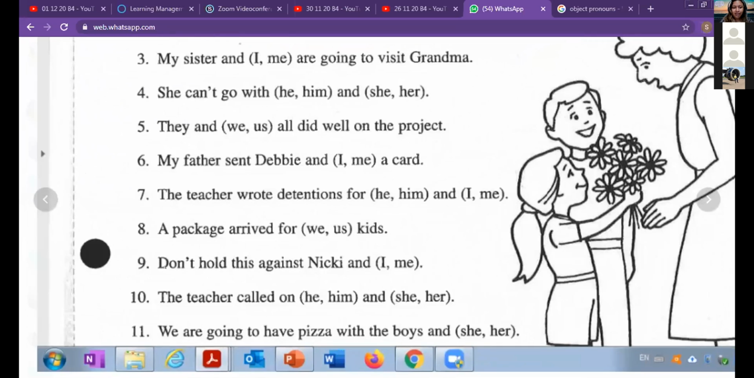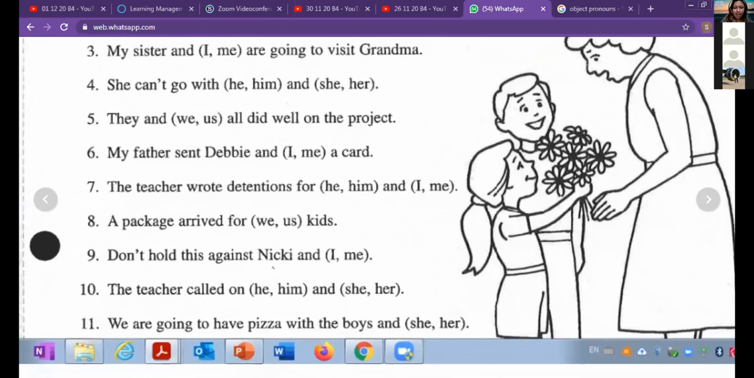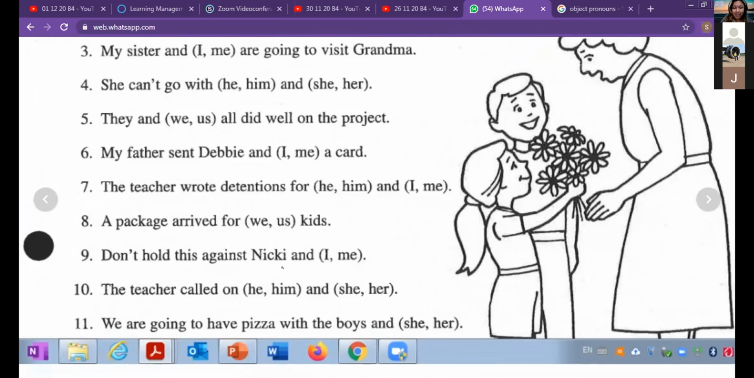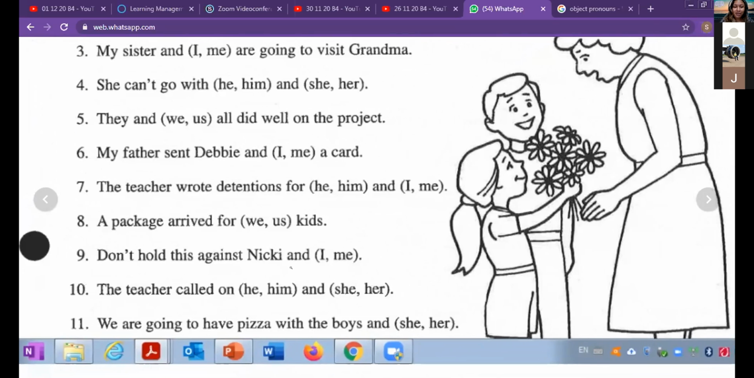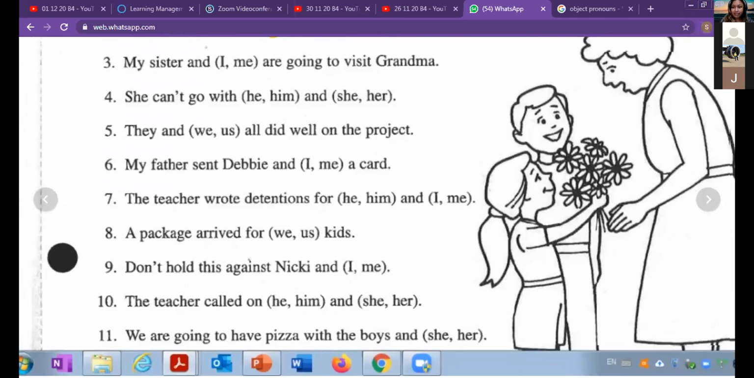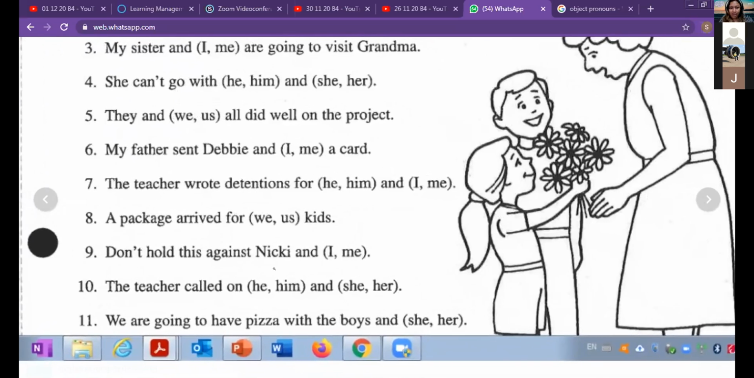Very good. 9. Don't hold this against Nikki and I. Nikki and I or Nikki and me? Nikki and me. In this case, against. Okay, we'll take it as a preposition. Against her and against me.